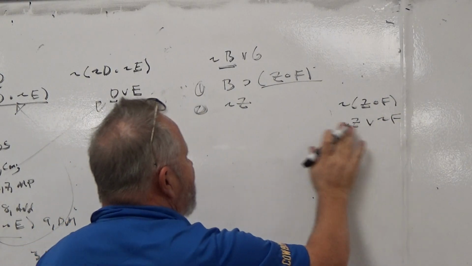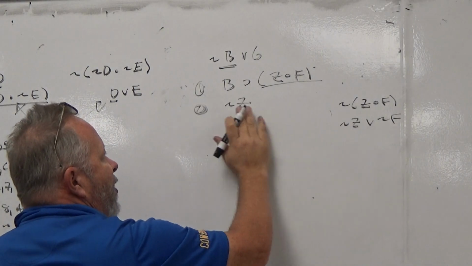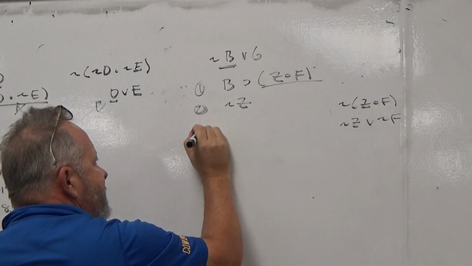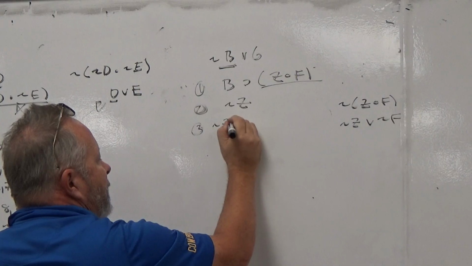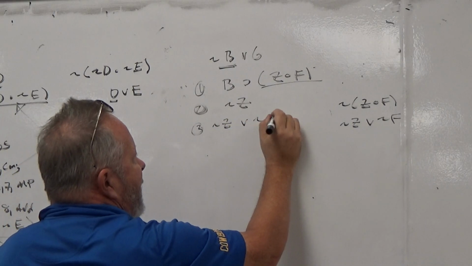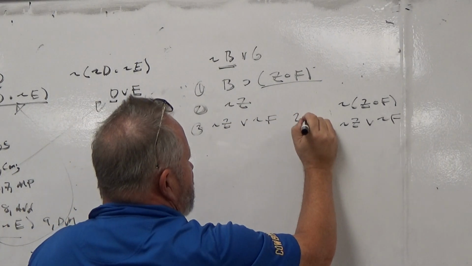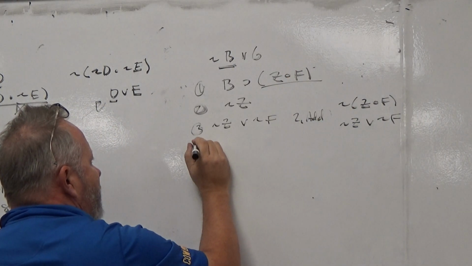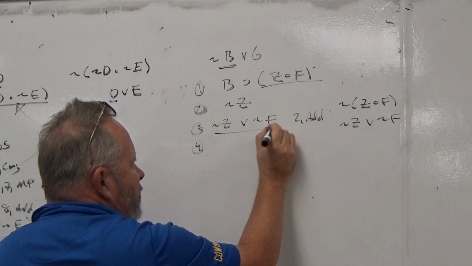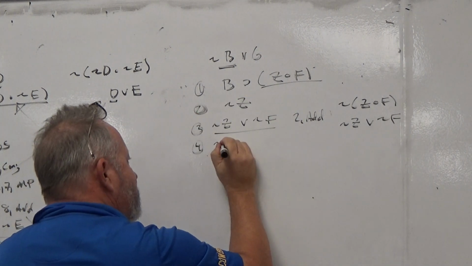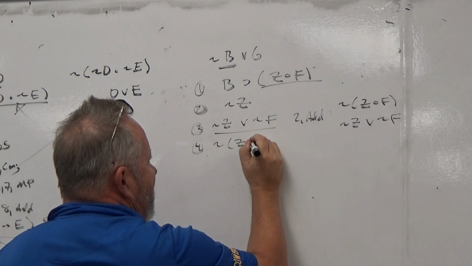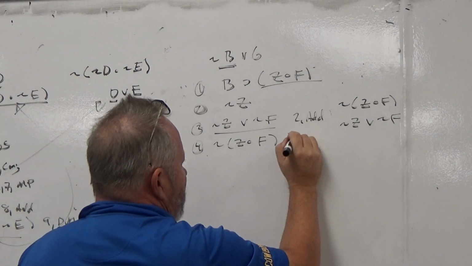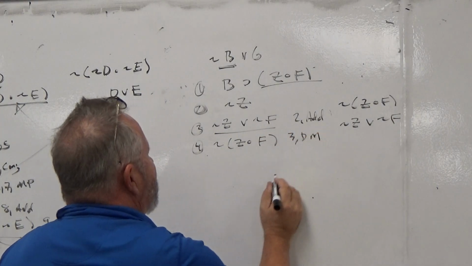Can I get to here? I can get to here really easily by addition. Not Z or not F from 2 by addition. Now I just follow the thought process backwards. I'm going to do De Morgan's backwards, not Z and F from 3 by De Morgan's.